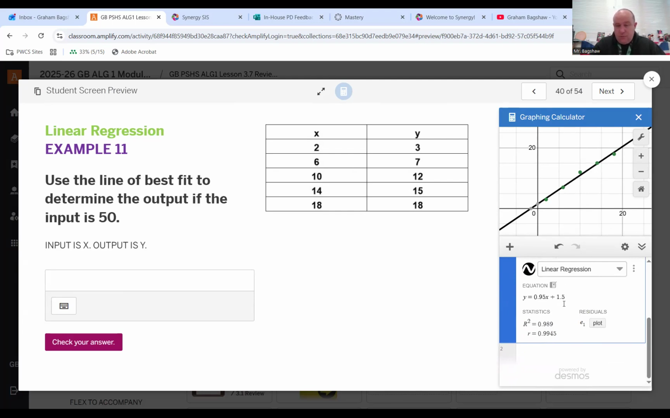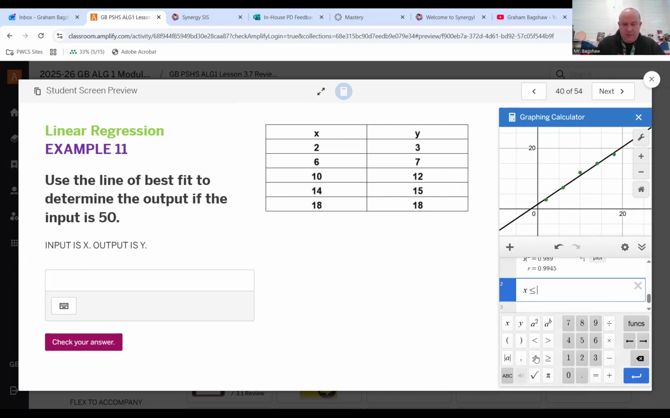And this time the rule is not really important. We're not actually going to use the rule except to help us figure out what the answer is supposed to be. So this question says, determine the output if the input is 50. So as the input is x, that means that x equals 50 for this question. So I'm going to type in x equals 50.